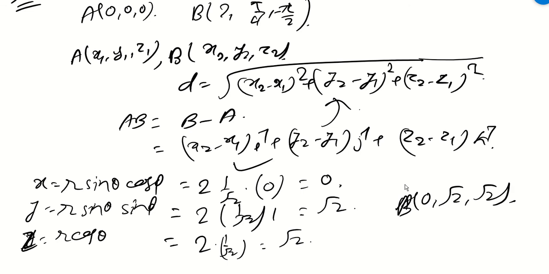So what will be the distance AB? Square root of B minus A. So directly 0 is gone, plus root 2 square is 2, plus root 2 square is again 2. So this is becoming 4, and the square root gives 2. So 2 is the distance.